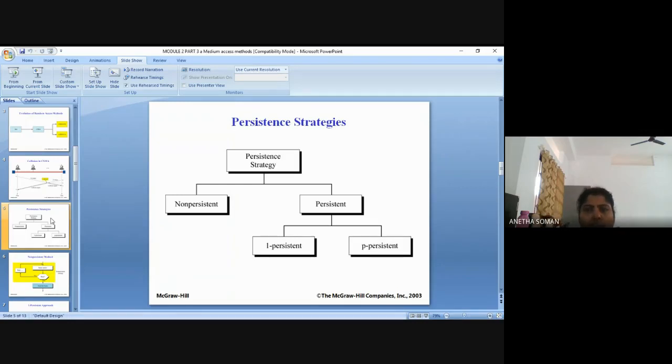Now you can have two different categories of persistence strategy. One is the non-persistent strategy, and the other is the persistent strategy. The persistent strategy can again be classified into one-persistent and p-persistent. I repeat, persistence strategies are the procedures for a station that senses a busy medium. Whenever a station finds the link is busy, it has to follow some procedure, and that is nothing but the persistence strategies.